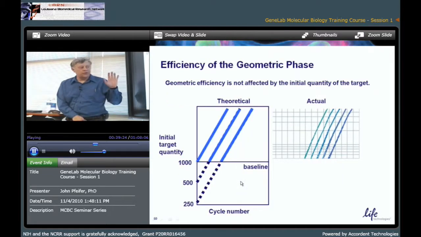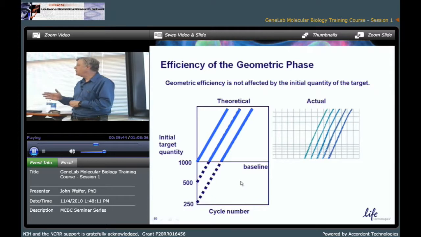I like to argue this slide is in fact the reason for the success of real-time PCR, and arguably why I'm here today. And that is this principle, this characteristic, if you will, of the geometric phase. And that is, no matter how many molecules of the target are present in your sample, all the geometric efficiencies within that assay are the same. Doesn't matter if you start with 10 copies or 1,000,000 copies, the geometric efficiencies are the same.